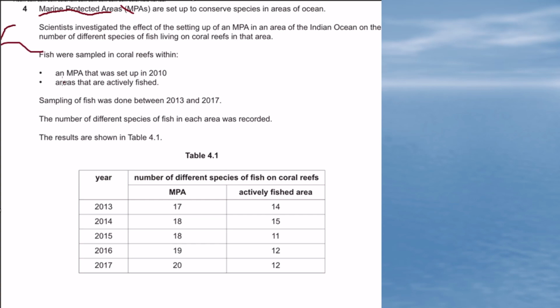One is a marine protected area, and one is an area that is actually fished. And this sampling was done between 2013 and 2017. And the number of different species of fish in each were recorded. And then we have here, down here, our result table. All this we're going to need for the next question again. So here we have, again, an entire page of text without a question. Please pay attention to everything here, because it's going to be very handy when we answer the question.